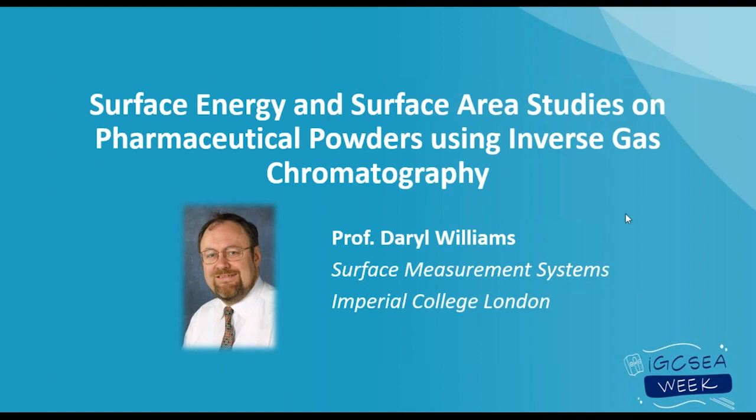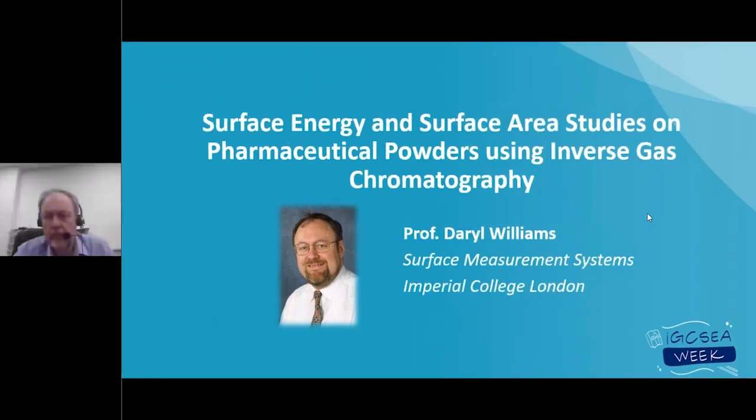Just before we dive in, I'll give everyone a quick reminder of Darryl's background. Professor Williams graduated with a bachelor's honours in physical chemistry from the University of Melbourne in Australia and a Master's in Polymer Science from Lehigh University, USA, before coming to Imperial College London to complete his PhD. He is the founder and managing director of Surface Measurement Systems and the Professor of Particle Science in the Department of Chemical Engineering at Imperial College.